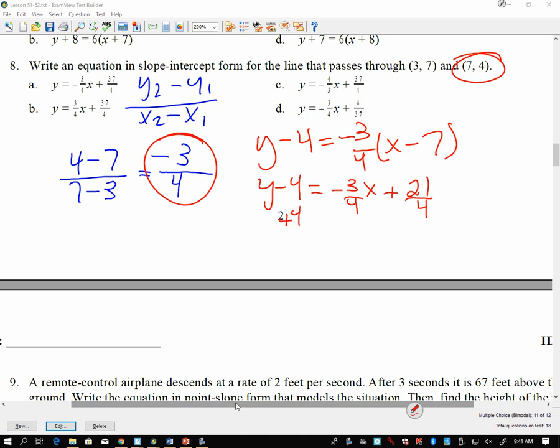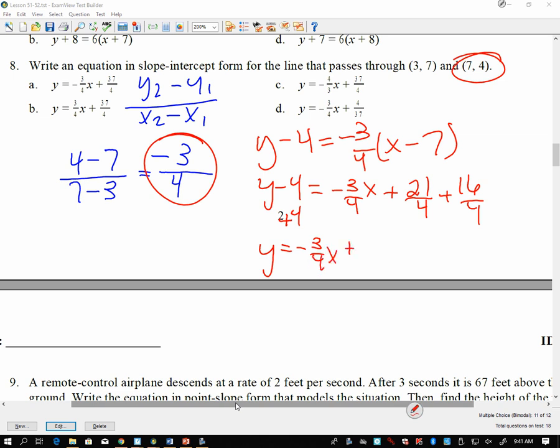Now, to save myself a little bit of trouble, I'm going to avoid adding two fractions that I know aren't going to have a common denominator. The fraction for 4 is 4 over 1, right? So I would have to multiply the numerator and denominator by 4 to get a denominator of 4. So what's 4 times 4? 16. So 16/4 is the same as 4. So I get y equals negative 3/4 x.